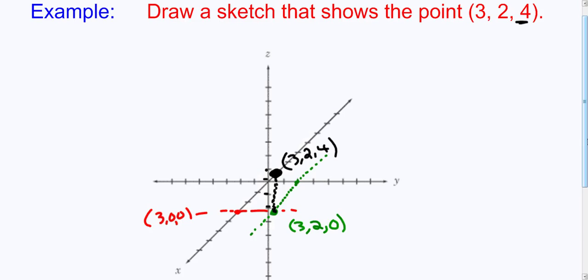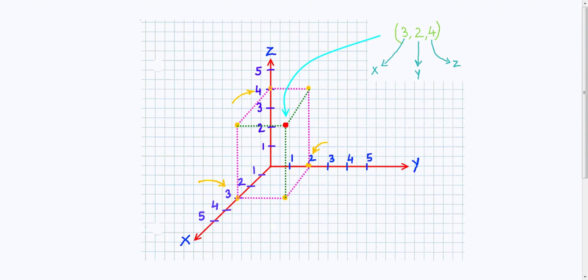Now, what I did, just so that you can kind of picture this a little bit better, is you can kind of see that I've started a box, okay? And that box would look something like this. This is the point 3, 2, 4 right here, just how I did it. Okay. You can also kind of label those coordinates, and we started some of them.